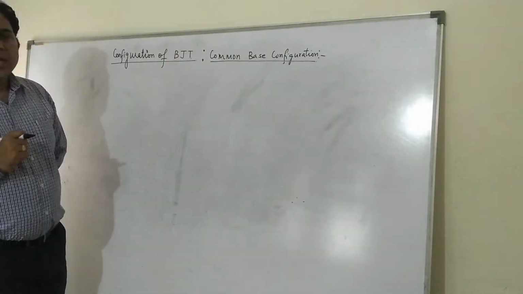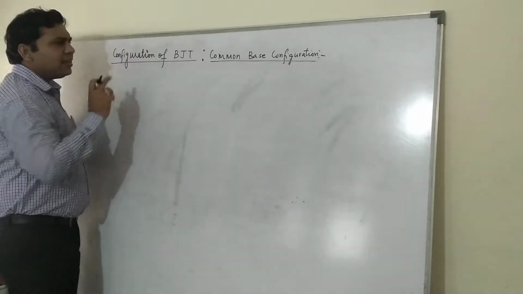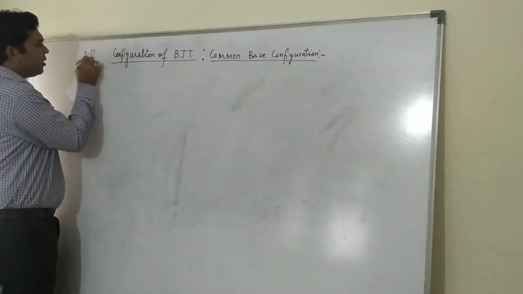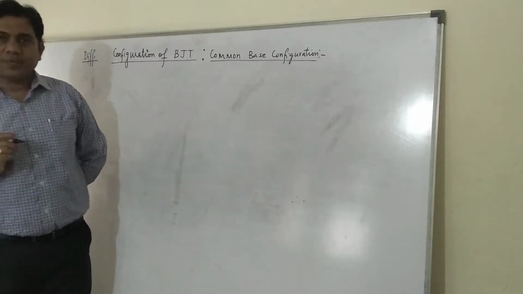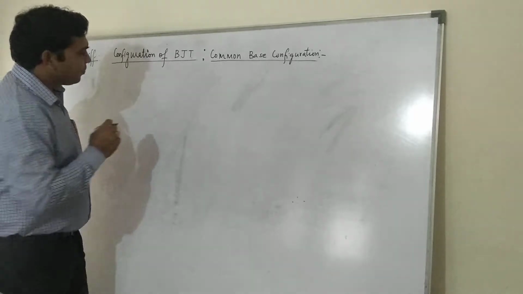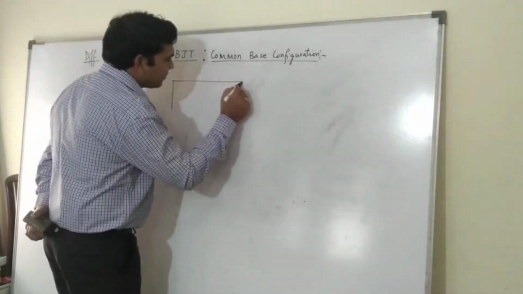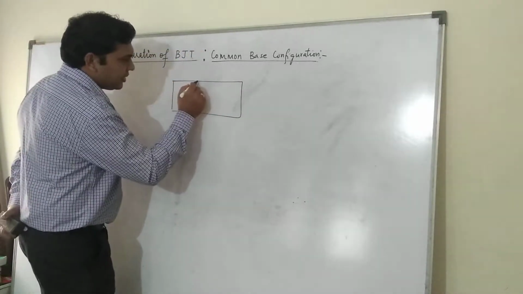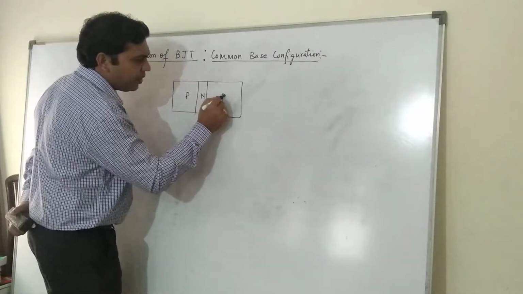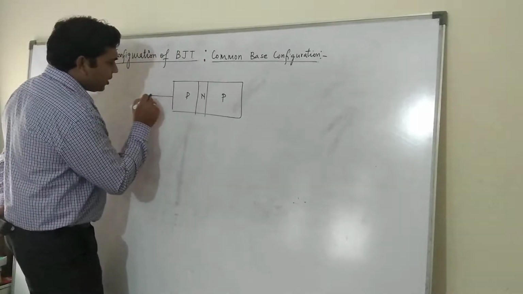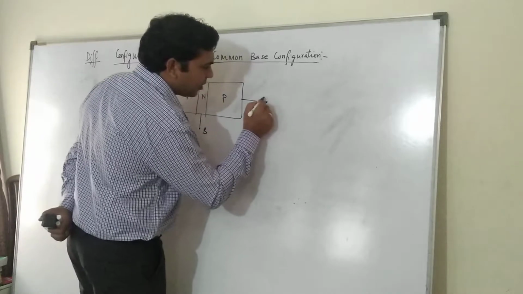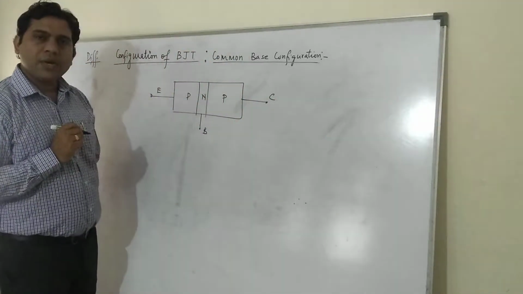So why are there different configurations of BJT? What is a BJT? In the last lecture we discussed that the BJT has three terminals. Let's say we have a P, an N, and a P. We call this the emitter terminal, this the base terminal, and this the collector terminal.